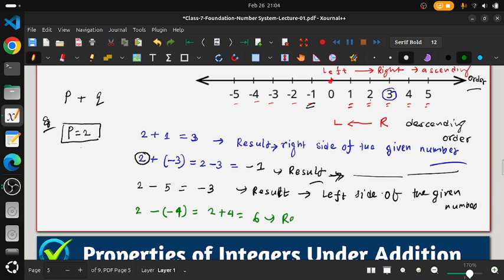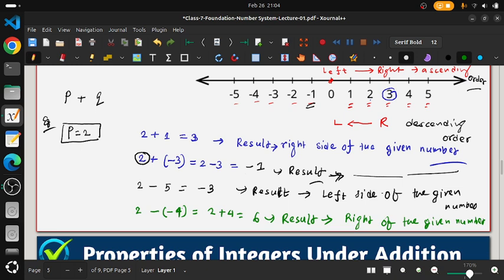And here the result will be on the right side of the given number. So these are the basic properties you have to remember. From here also you can say that the sum of two positive numbers is always positive. Understood? When we are adding two positive numbers, it is always positive.